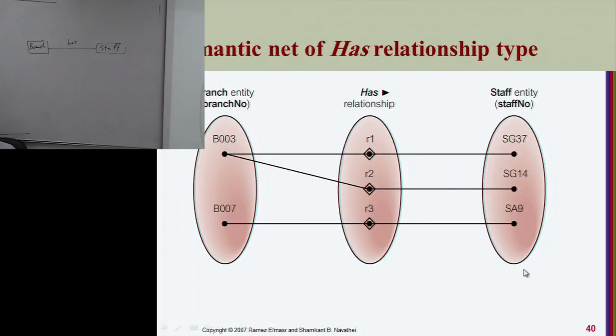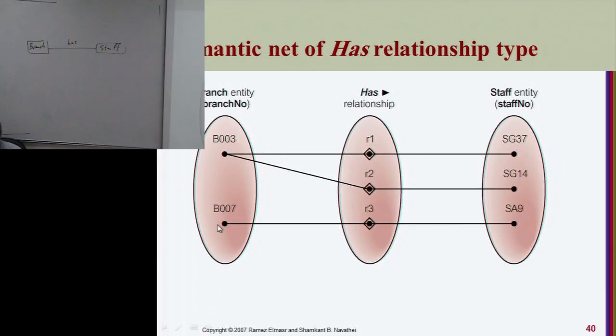And we have many staff. Let's assume 3 staff like this: SG37, SG14, SA9. These codes are the staff number for staff. So these are staff occurrences, and these are staff branch occurrences.